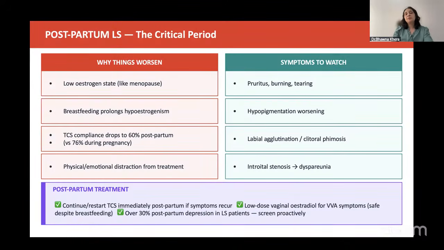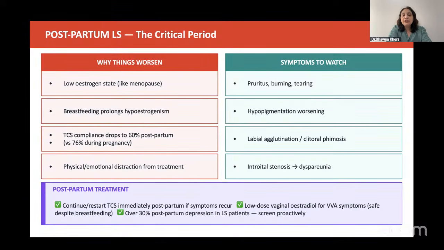So what about the postpartum? What happens in the postpartum? Why do things go worse? Because it's a low estrogen state. Breastfeeding prolongs the hypoestrogenism, and compliance drops to 60%. Patient gets busy with the baby, so the compliance drops. Physical and emotional distraction from the treatment. And of course, the autoimmune conditions directly also worsen in the postpartum period.